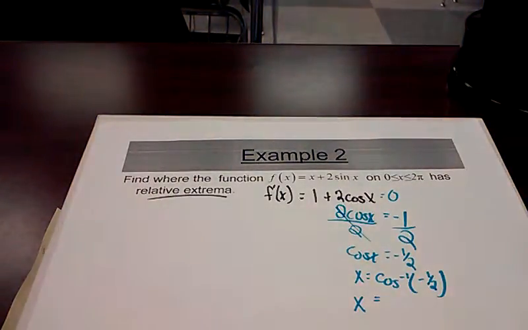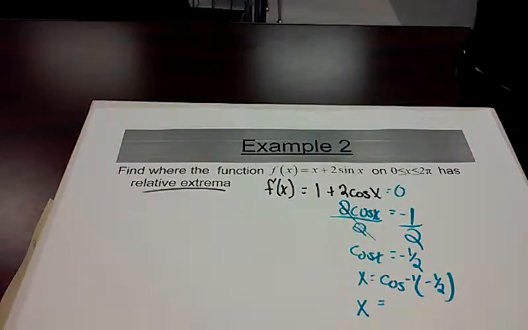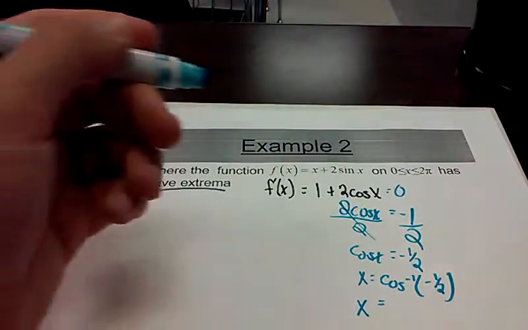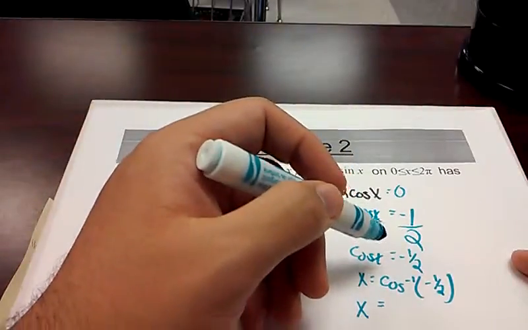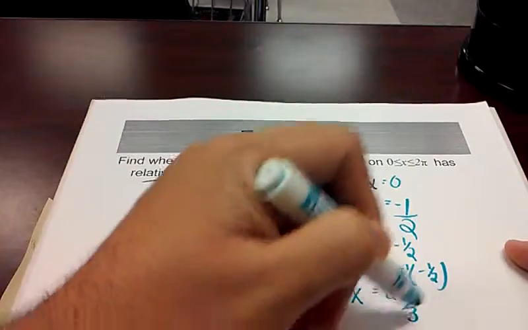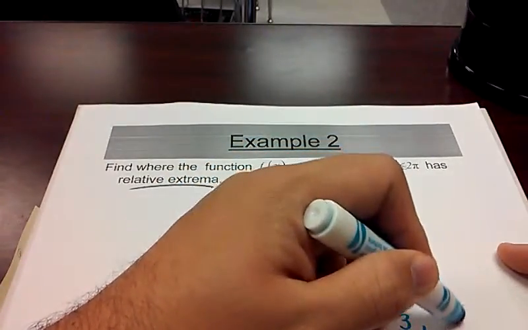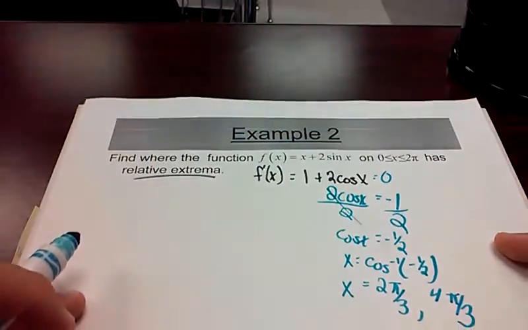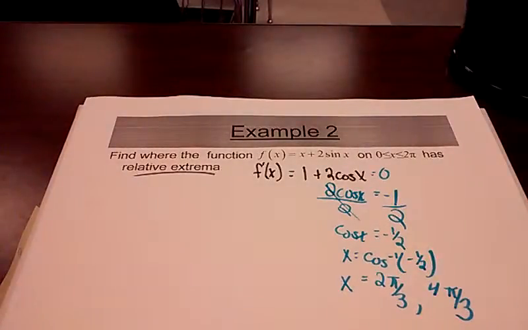Basically, I want to know where cosine is -1/2. So I'm just going to go back and take a look at my unit circle. And from my unit circle, I know that cosine is -1/2 at 2 pi over 3 and 4 pi over 3. So that's where my derivative is 0.